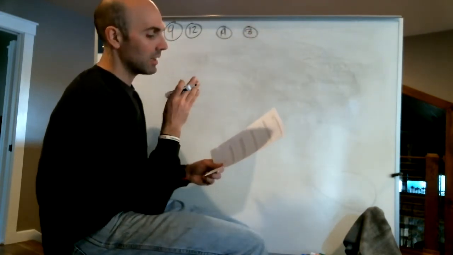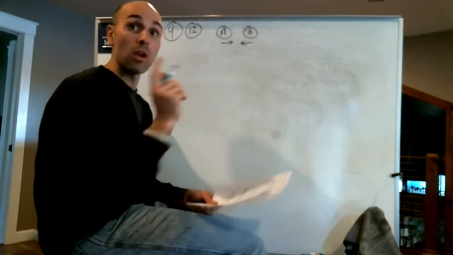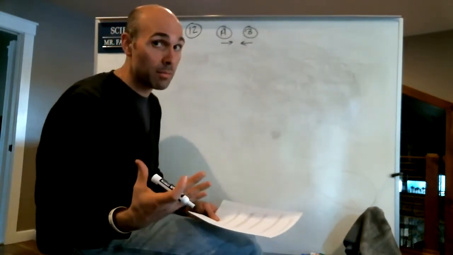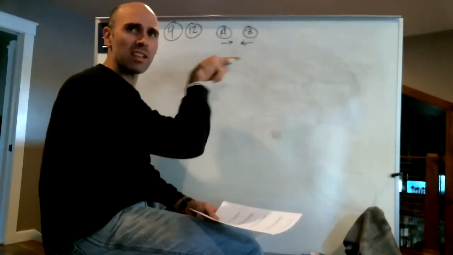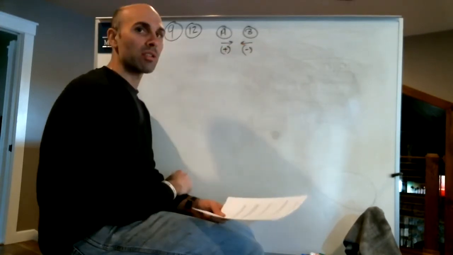So they collide and they hit head on. A is going this way, B is going this way. Notice right away, opposite directions. What does that mean? One has to be a plus, one has to be a minus. Convention says this way is plus, so this way is our plus, that way is our minus.